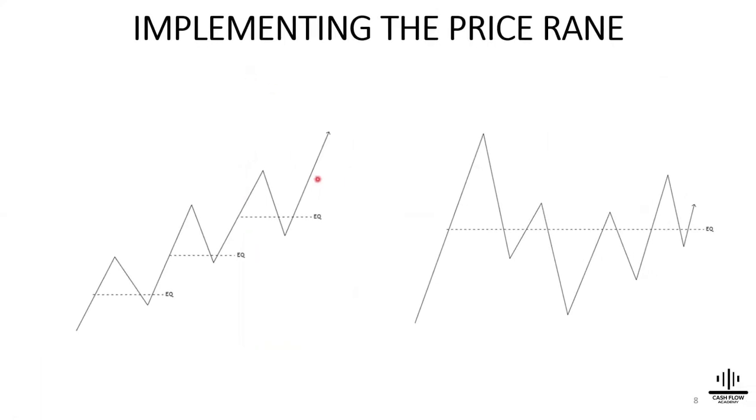Now, let me show you how to implement the price range for taking trades. Price can appear in two different forms, as we can see here. Price can be moving in a trend like this, forming higher highs and higher lows, higher high, higher lows, higher high, higher lows. What you want to be doing is once price moves higher, you want it to retrace down into discount for you to buy to continue the trend.